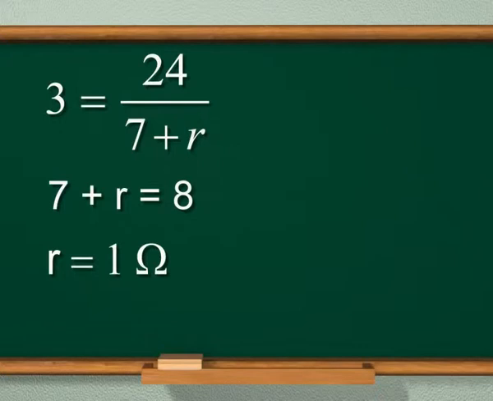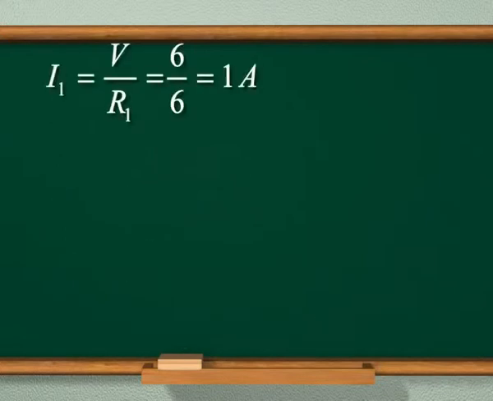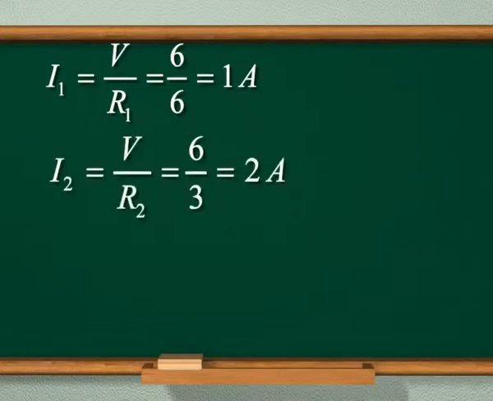Now, the potential difference across the parallel combination of R1 and R2, V, is equal to I into Rp, equal to 3 into 2, which is equal to 6 volts. Therefore, I1 is equal to capital V by R1, equal to 6 by 6, equal to 1 ampere, and I2 is equal to capital V by R2, equal to 6 by 3, equal to 2 amperes.